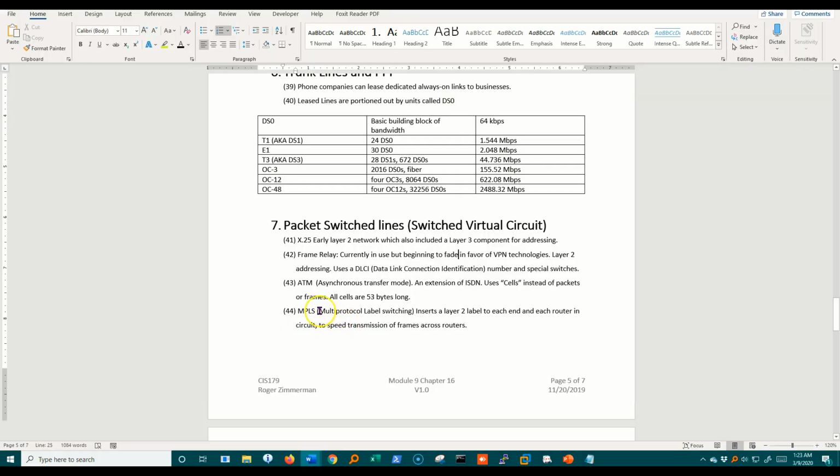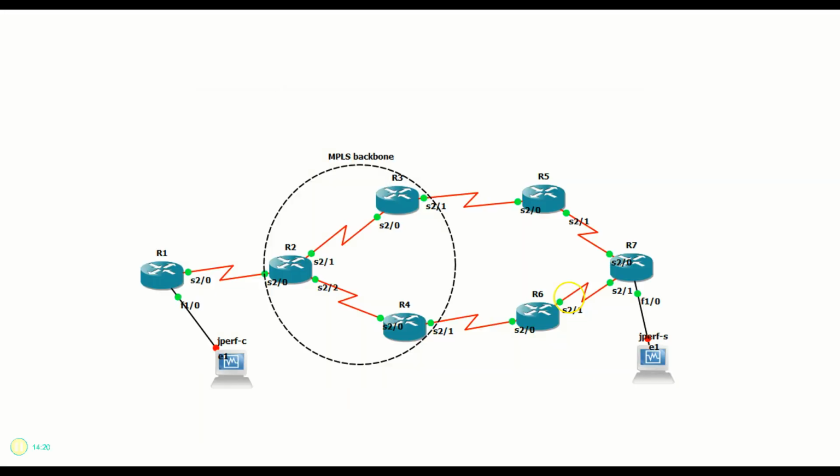The last one is MPLS. Now, MPLS, multi-protocol label switching, came along after the internet was well established. And it looks something like this. It just kind of looks like an internet, doesn't it?